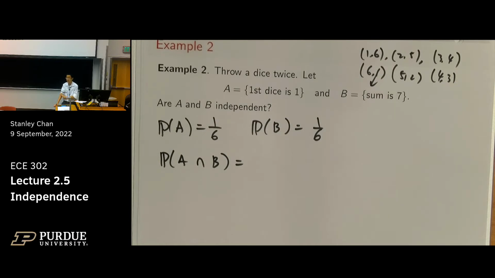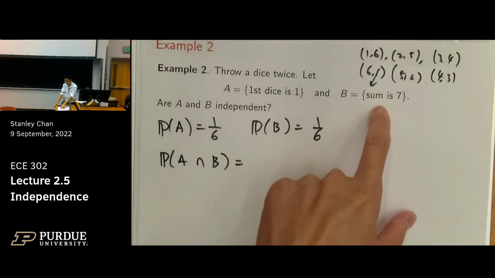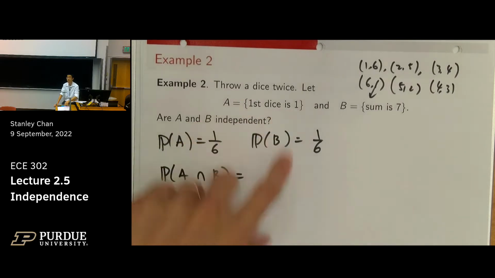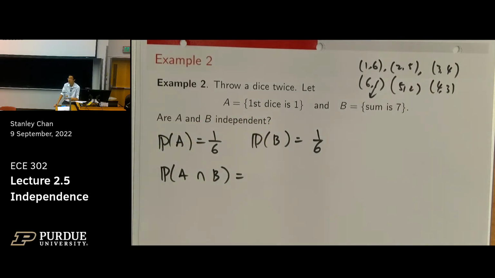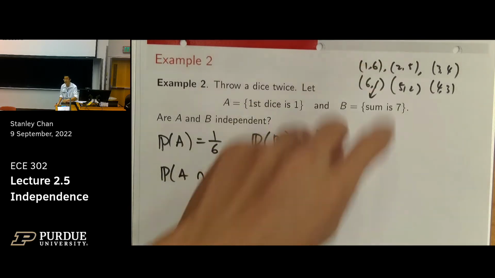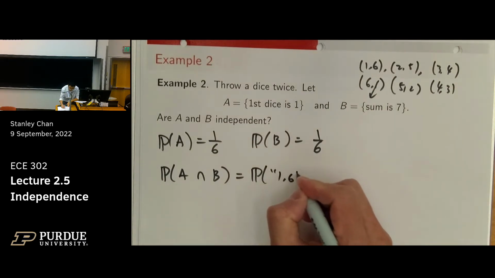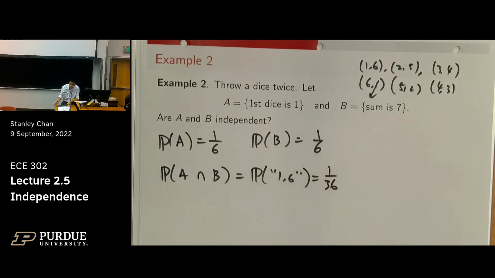This is what? Now you got to fall into this category. Sum has to be 7, and then the first one has to be 1. Okay, so how many configurations among the 36 possible outcomes can you give this intersection? 1, which is 1/6. Okay, so this is the probability of getting 1/6, and this is 1/36.